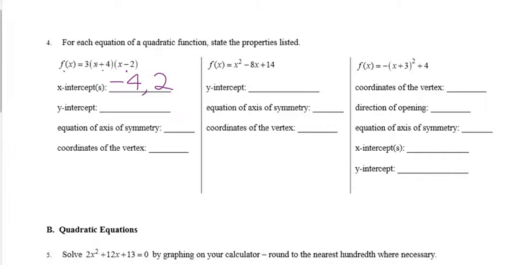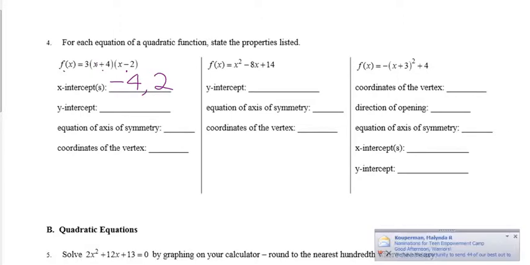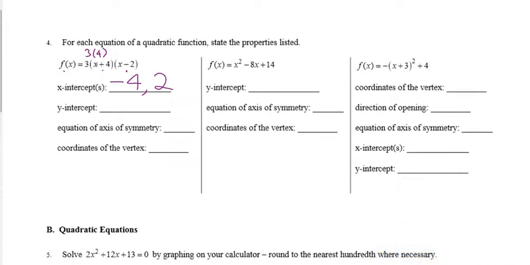Y-intercept, how do you get the y-intercept? Replace x with 0. If I put x in as 0, what does this become? 4. Okay, so we get 3 times 4. If I put x as 0, what does this become? What's 3 times 4 times -2? -24. What's the y-intercept?